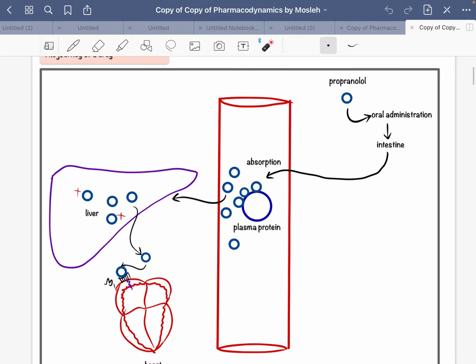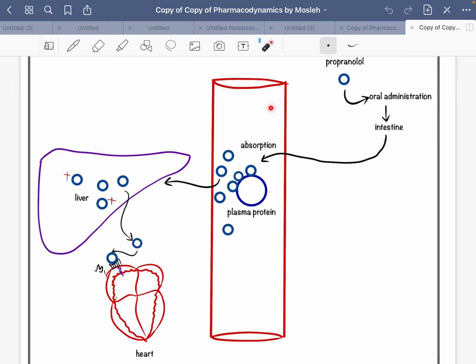Now look at the picture. Propranolol is absorbed into blood. This is blood, that means circulation. That means now the drug has reached the circulation. This is called absorption. It is one of the important parameters of pharmacokinetics. Now look at the picture. You can see here 1 2 3 4 5 6 7. That means 7 propranolol reached the circulation, just for example.